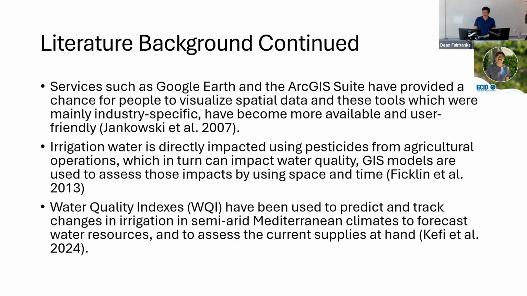And then water quality indexes have been used to predict and track changes in irrigation systems for many places throughout the world. Making sure that you have a reliable water resource every year is very important for agricultural irrigation districts such as the Glenn-Colusa Irrigation District and all throughout the state.